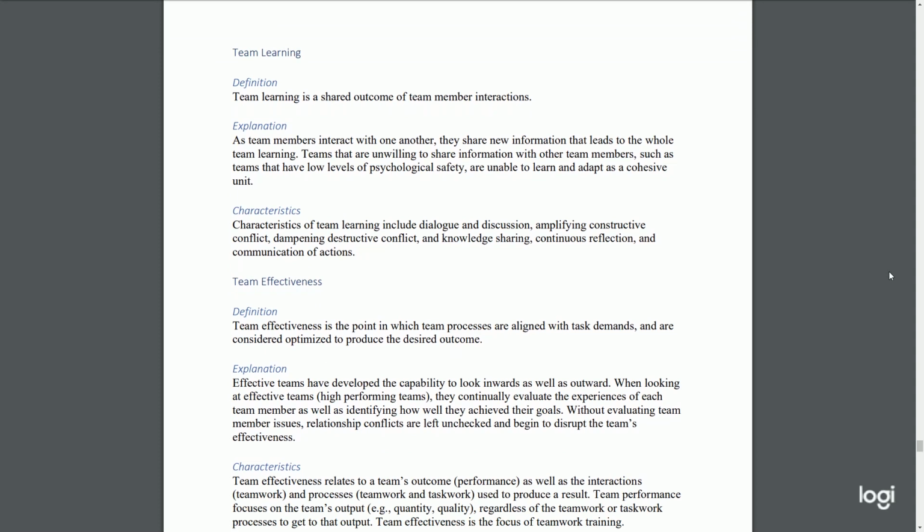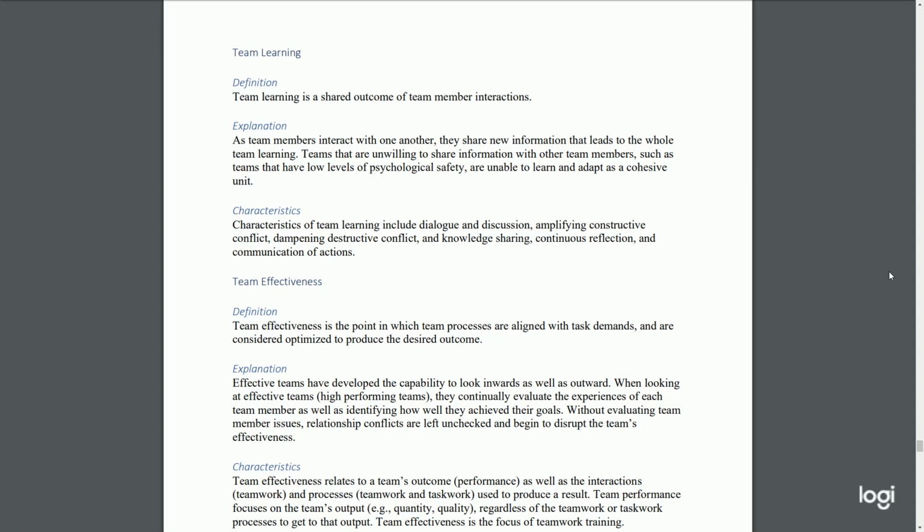Team learning. Definition. Team learning is a shared outcome of team member interactions. Explanation. As team members interact with one another, they share new information that leads to the whole team learning. Teams that are unwilling to share information with other team members, such as teams that have low levels of psychological safety, are unable to learn and adapt as a cohesive unit. Characteristics. Characteristics of team learning include dialogue and discussion, amplifying constructive conflict, dampening destructive conflict, knowledge sharing, continuous reflection, and communication of actions.